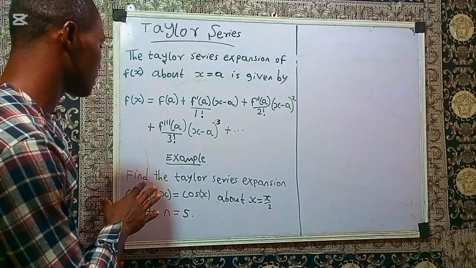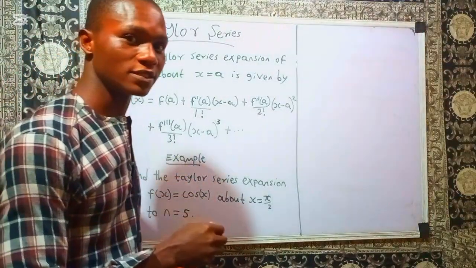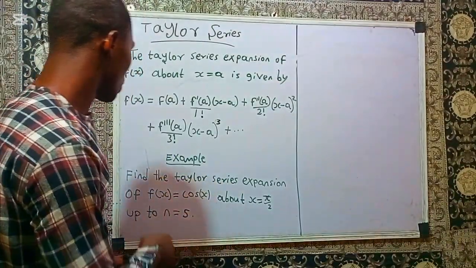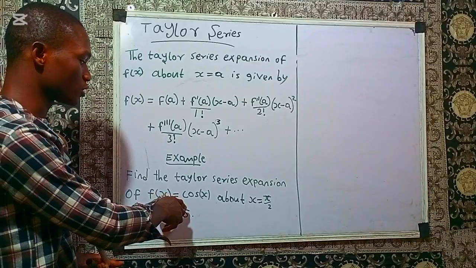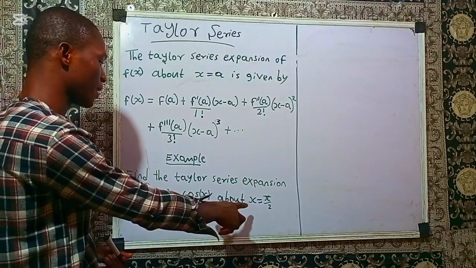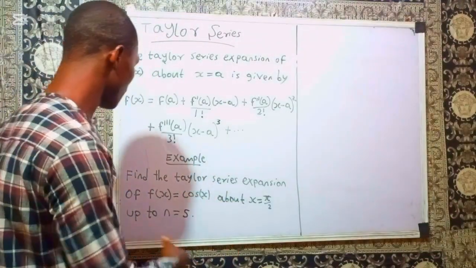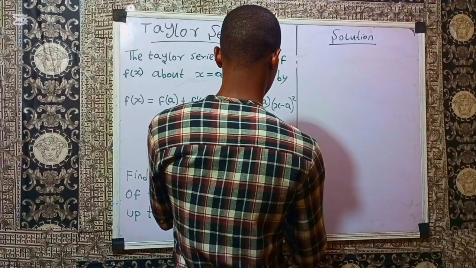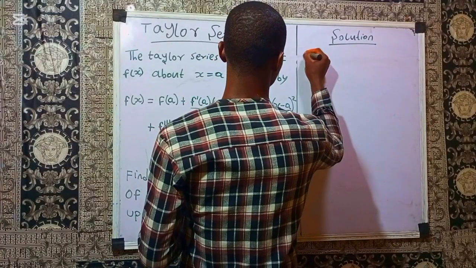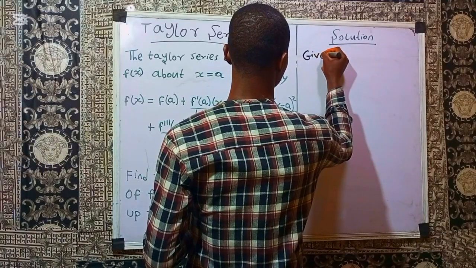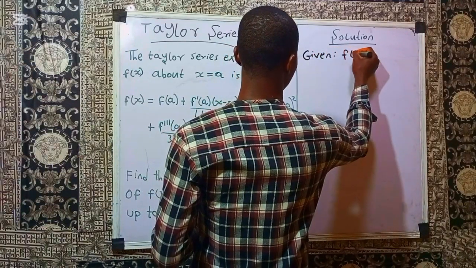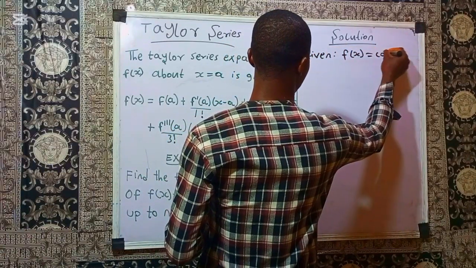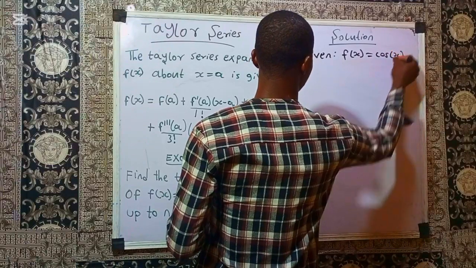Now let's look at this example. Find the Taylor series expansion of f of x which equals cosine of x about x equals pi over 2 up to n equals 5. Let's write our f of x first, given f of x is equal to cosine of x.